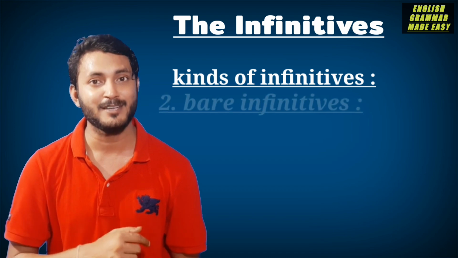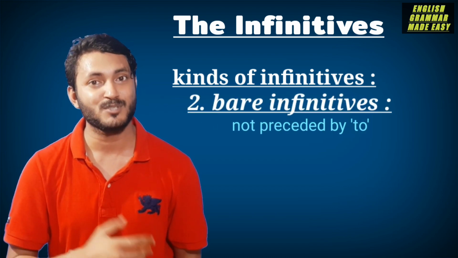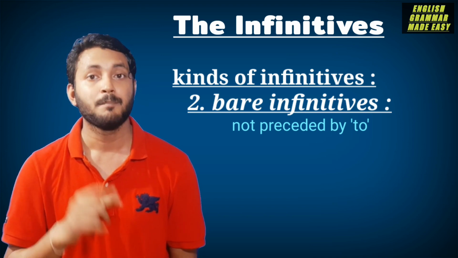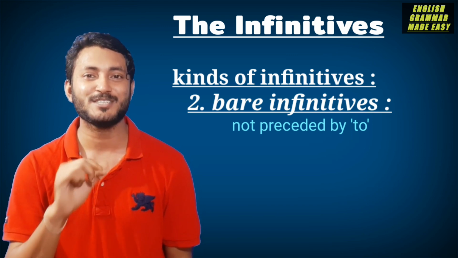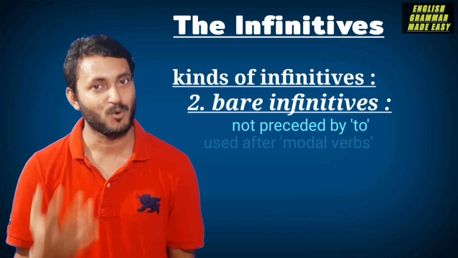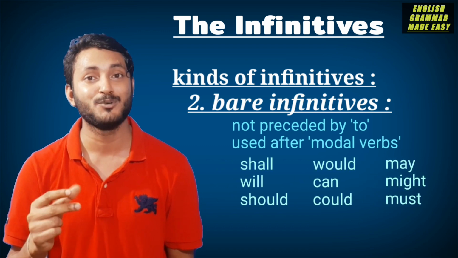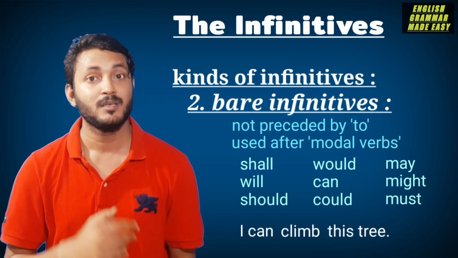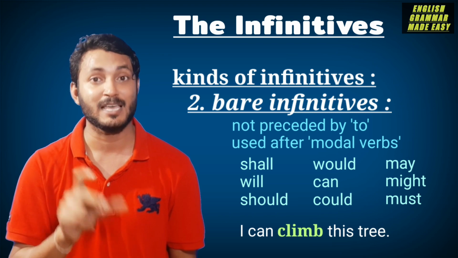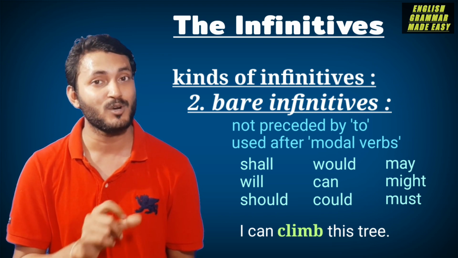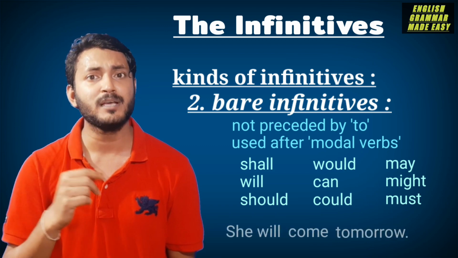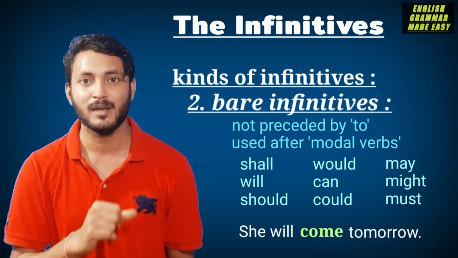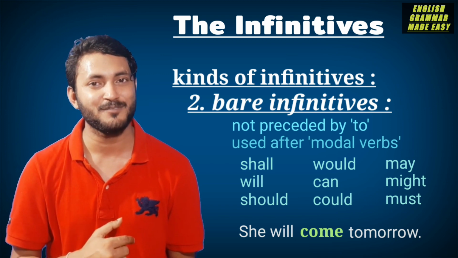But there is another kind, bare infinitives. They are also base forms of verbs and they are also not used as verbs, but they are not preceded by to. But you need to keep this in mind that they are used after certain words. They are used after modal verbs like shall, will, should, would, can, could, may, might, and must. So if I say, I can climb this tree, here our infinitive is climb. Climb is the base form of the verb climb, written after the modal verb can. If I say, she will come tomorrow, our infinitive is come, written after the modal verb will. Come is the base form of the verb come, so it is our bare infinitive.